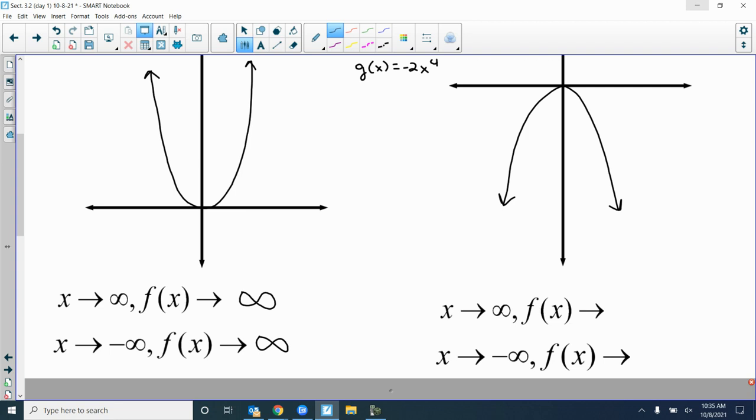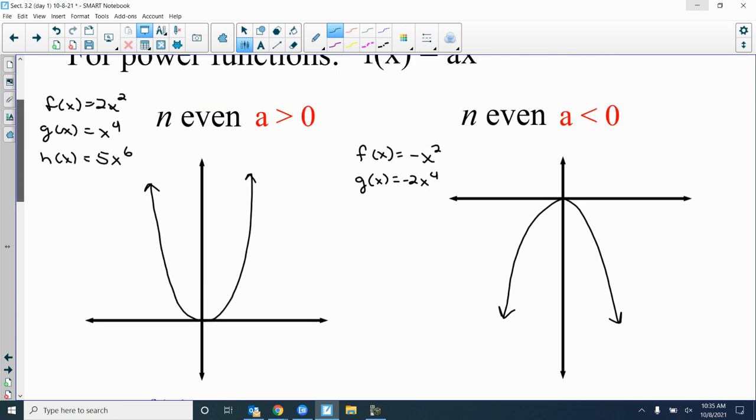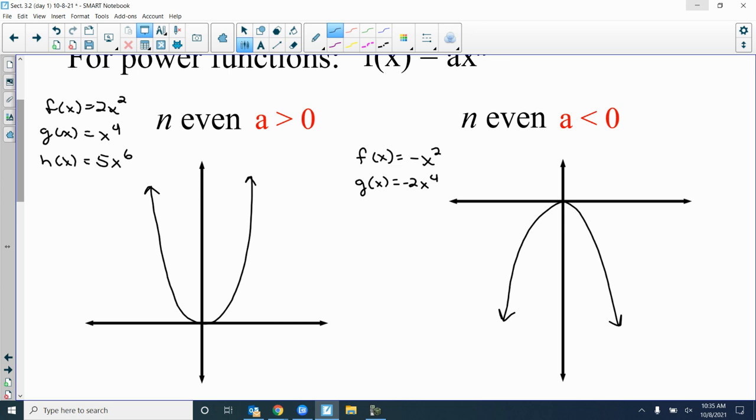All right, as x goes to infinity, where does f of x go to? Negative infinity. As x goes to negative infinity, where does f of x go to? Negative infinity. They both go to negative infinity. If you have an even power, 2, 4, 6, both ends will open up, or they'll both open down.